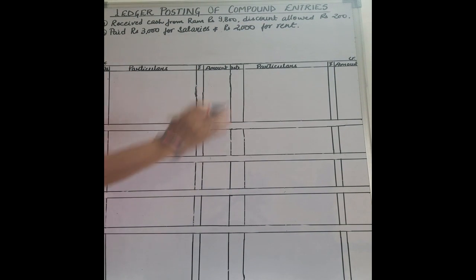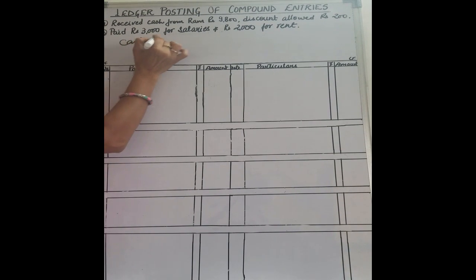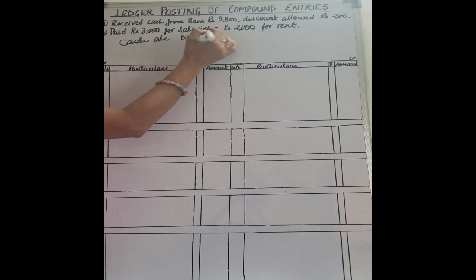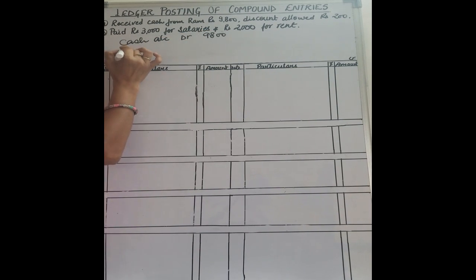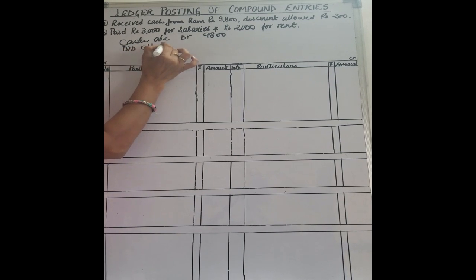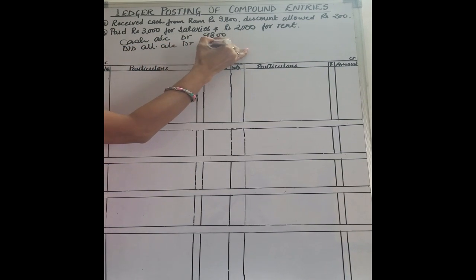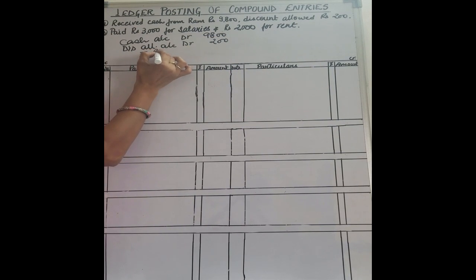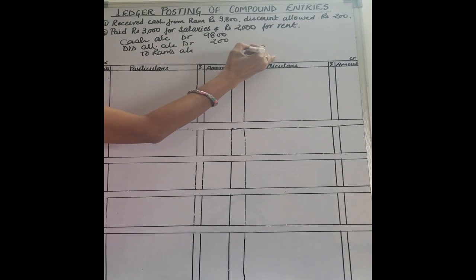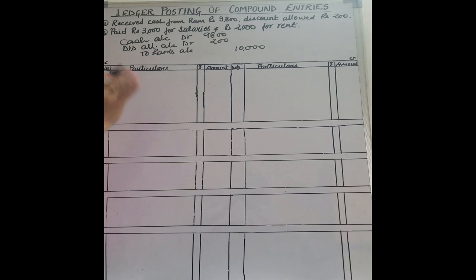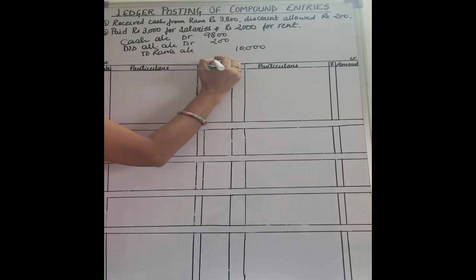So the first transaction is: received cash from Ram rupees 9800, discount allowed rupees 200. Now the journal entry of this transaction will be: cash account debit with rupees 9800, discount allowed account debit with rupees 200, to Ram's account with the total amount due from him, that is rupees 10,000. So now the ledger posting of this journal entry will go to all the three accounts that are involved here. So let's just make the cash account first.